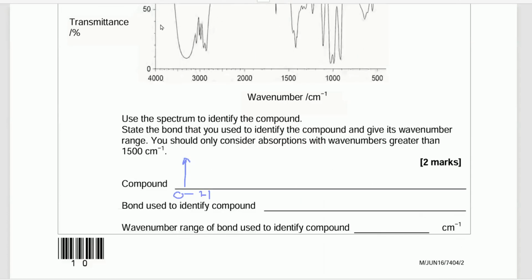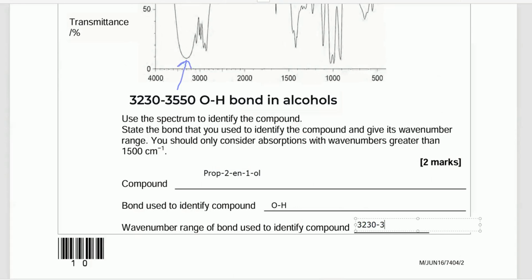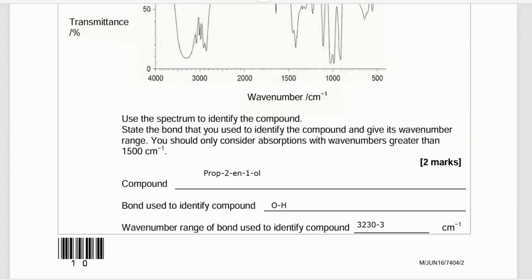So what I want to say is this is prop-2-en-1-ol. It's always long doing organics and putting all these hyphens in. Bond used to identify: I looked at the OH bond. We could have looked at the double bond as it's the only one with a carbon-carbon double bond, the alkene bond. Wave number range of the bond, right? What was it? 3,230 to 3,550.